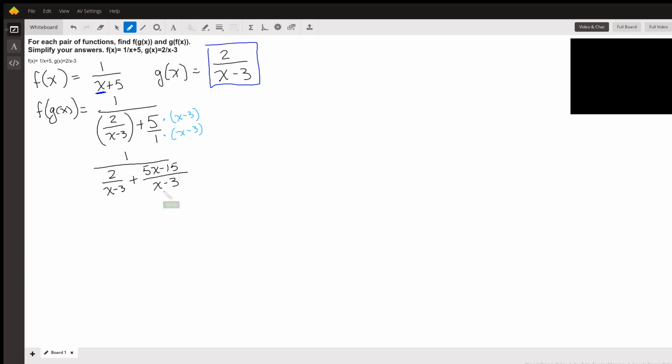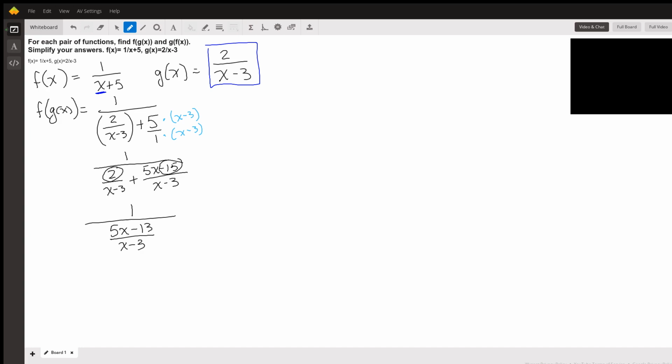Now that I have like denominators, I can combine like terms in the numerator. So 2 and negative 15 are like terms. So I'm going to have 5x minus 13 over x minus 3 in my denominator.